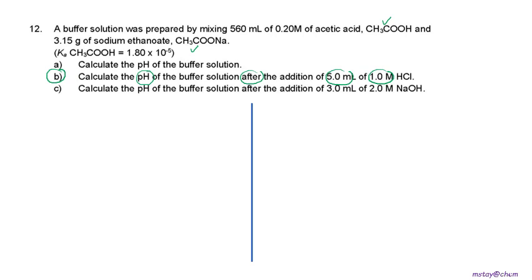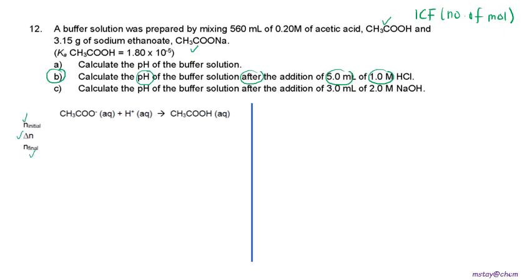Therefore, we need to use the ICF table in this calculation. However, the unit that we want to substitute in this ICF table will be in number of mole, because the concentration will change again when another species is added on. So first we draw out the ICF table, in number of mole: initial, change, final.